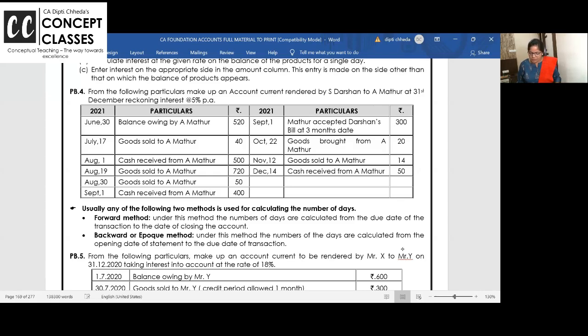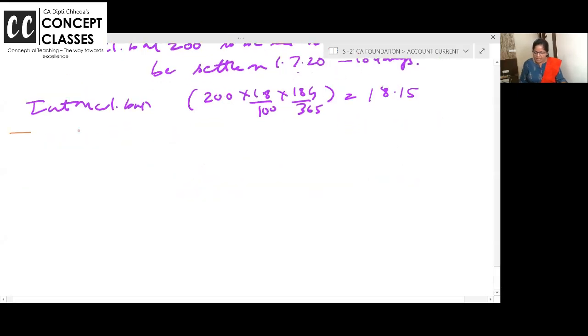See, we have sold the goods, we have received. So we'll do one thing now. We will just record all the journal entries first, and we will do this problem by product method. Yes? Chalo. Let us start.